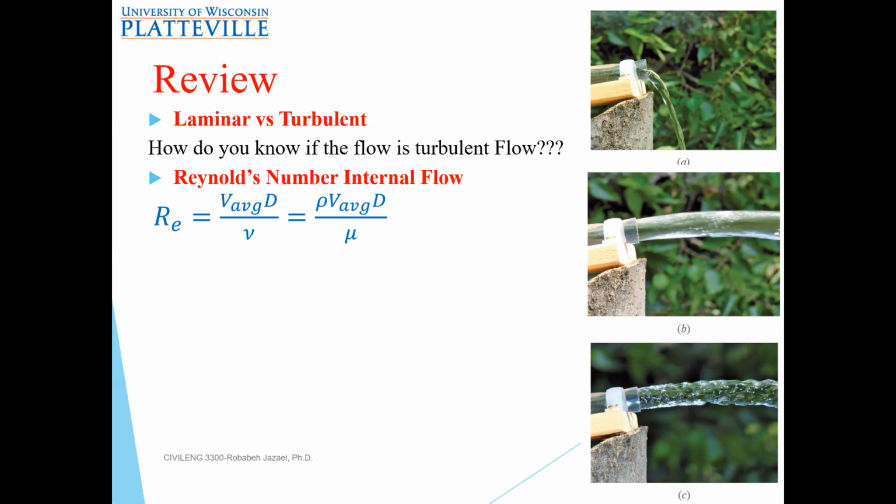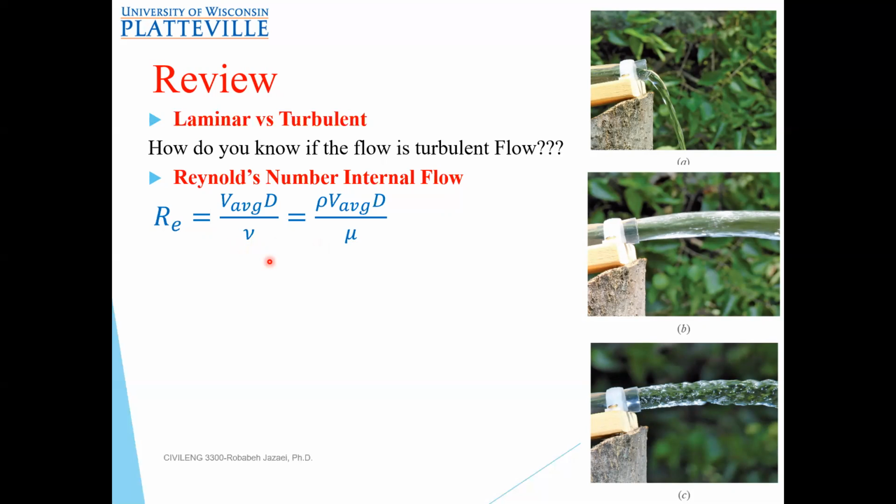So Reynolds number depends on velocity. Always we talk about average velocity. It depends on the diameter and viscosity. Either it's kinematic viscosity or absolute viscosity. So absolute viscosity over density is kinematic viscosity, right?